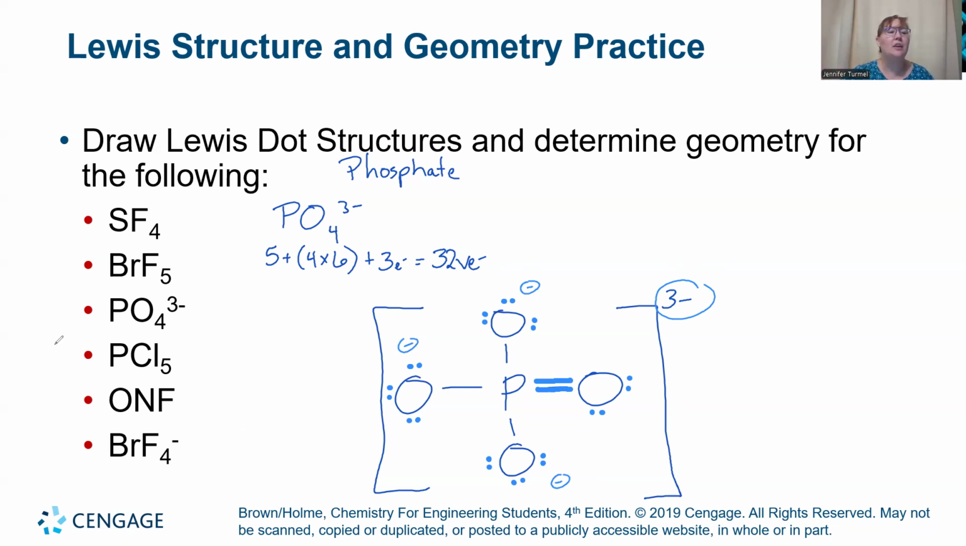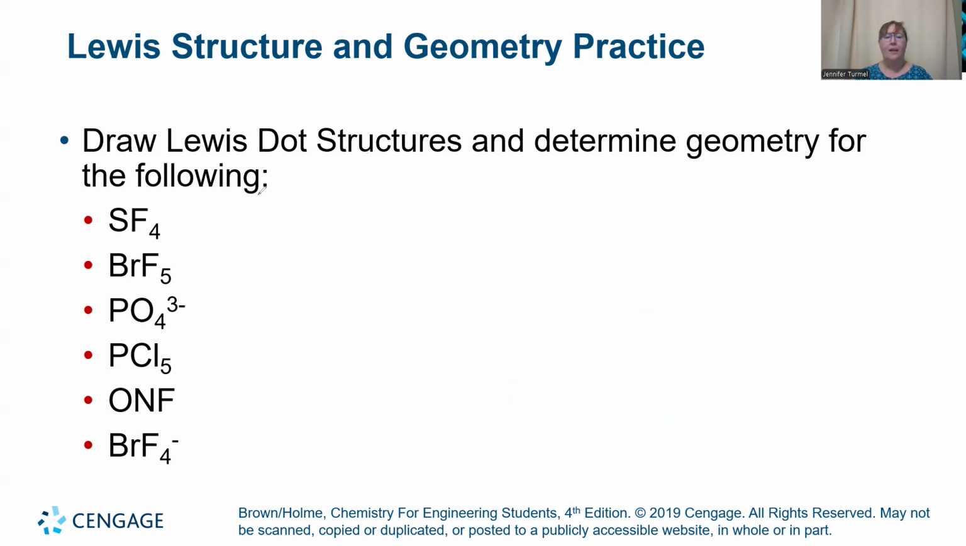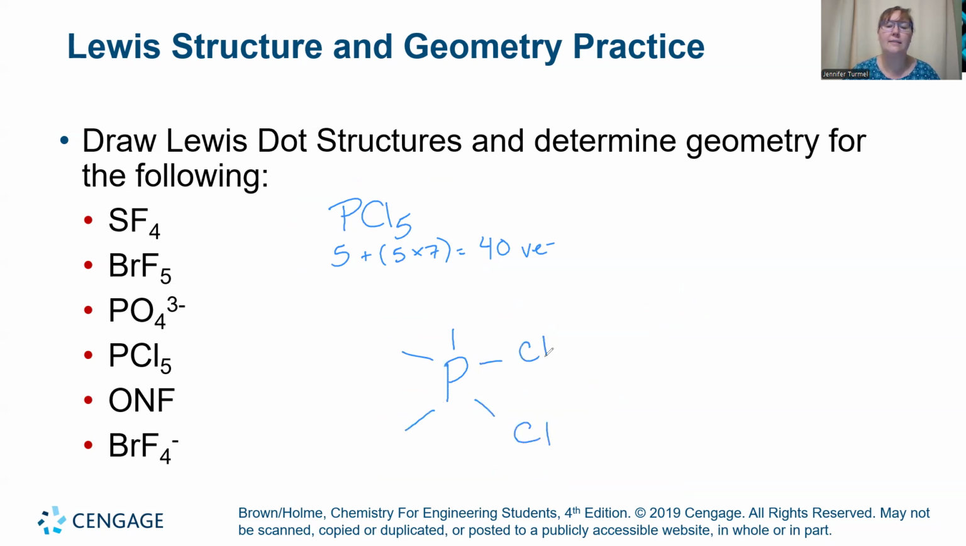Okay. Let's look at another one. The next one on this list is PCl5, and that has 5 valence electrons for the phosphorus, plus 5 times 7 for the chlorine, or 40 valence electrons. And so let's go ahead and start placing. We have phosphorus with our chlorines like so.